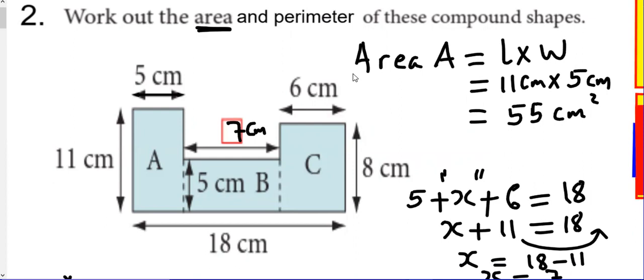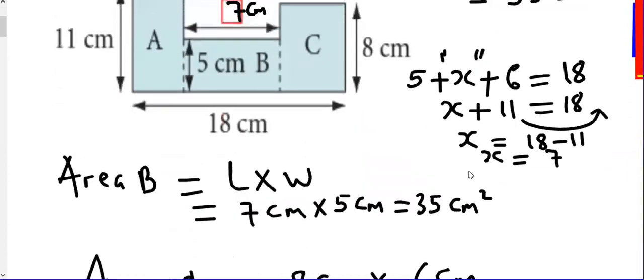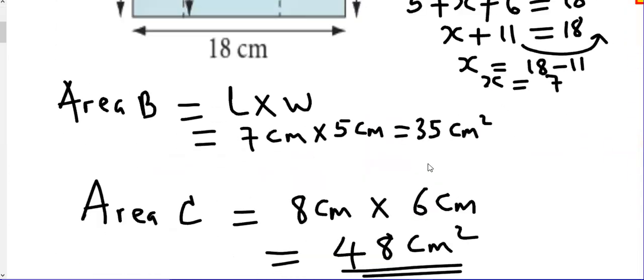Pause the video, start copying area. You go all the way, divide the shape. This shape is already divided for you, so you have A, B, C. So go ahead and copy that diagram, and the calculations are all here. The way I got 7, the calculations are there.